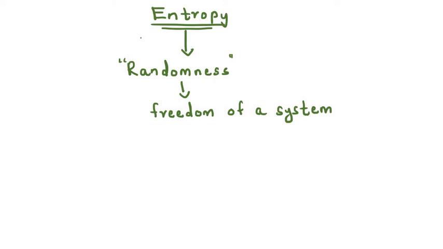Hello students, today we are going to study about entropy. Now this entropy is represented as S. Now what do you mean by entropy? We can say that entropy means it is the randomness of a system.